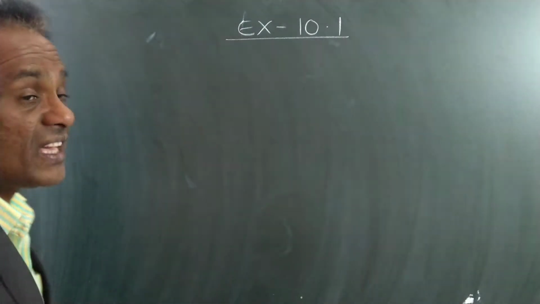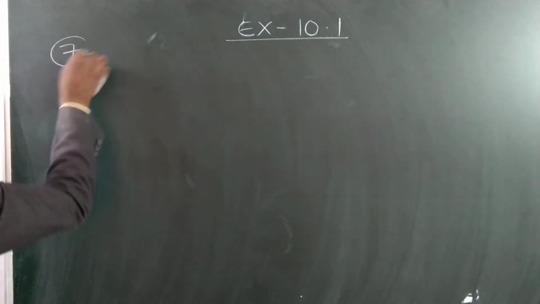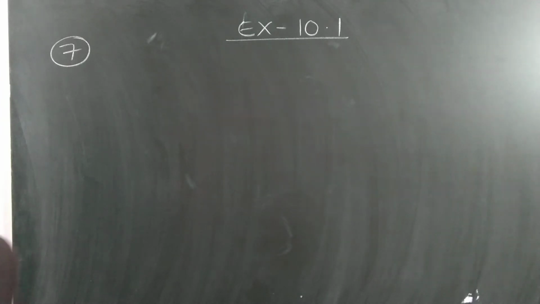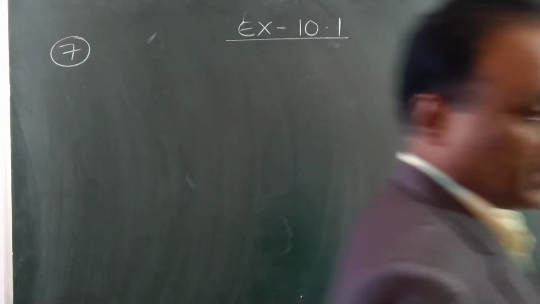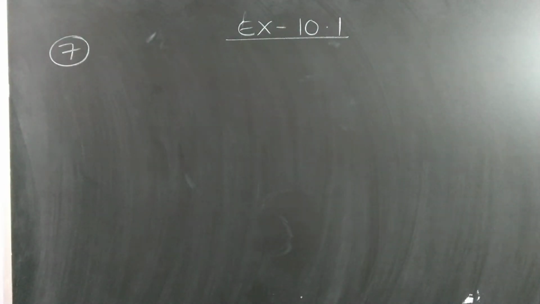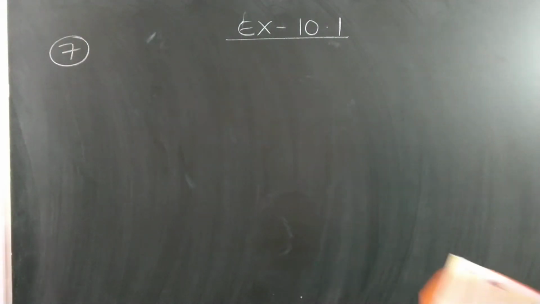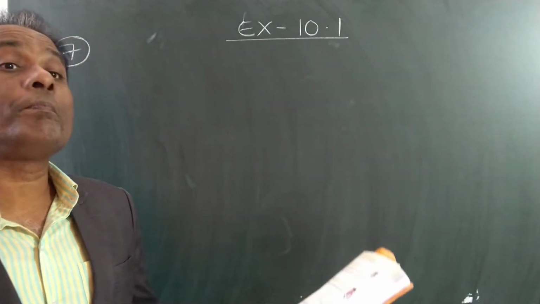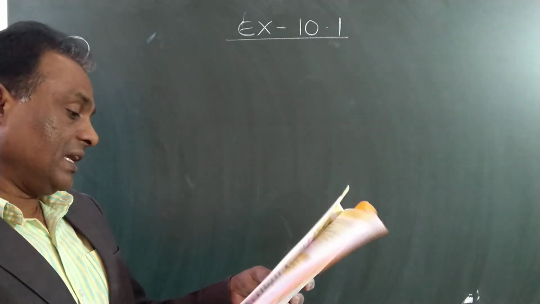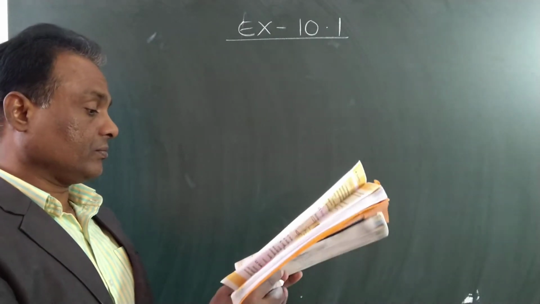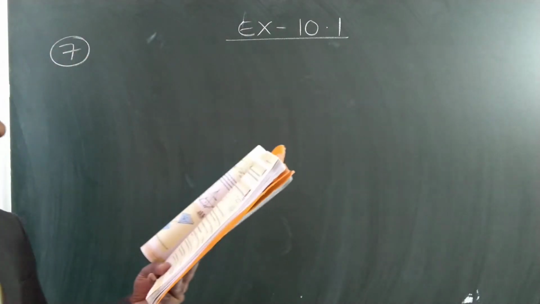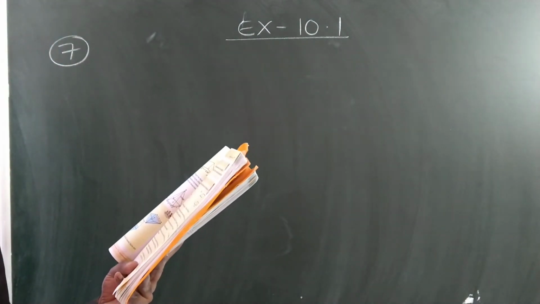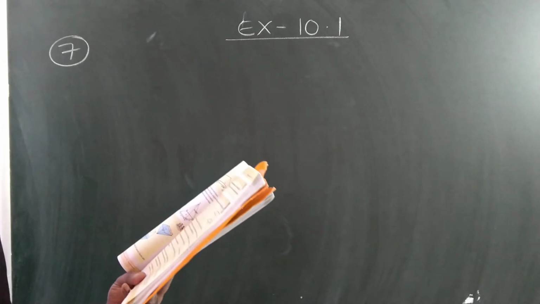All of you read the 7th question. Read it. A regular square pyramid is 3 meters in height and the perimeter of its base is 16 meters. Find the volume of the pyramid.